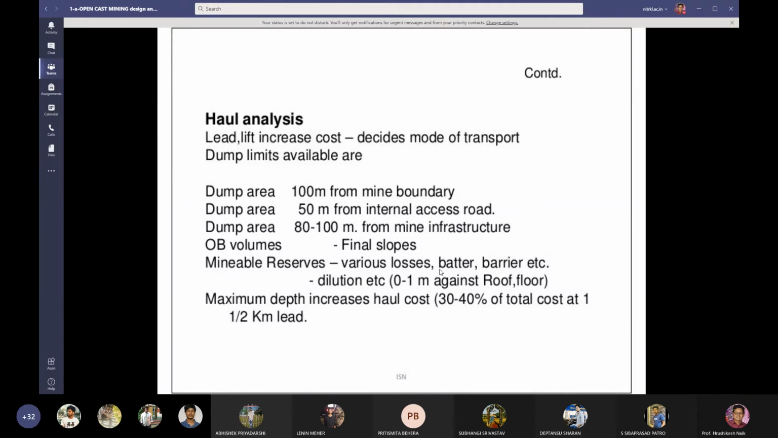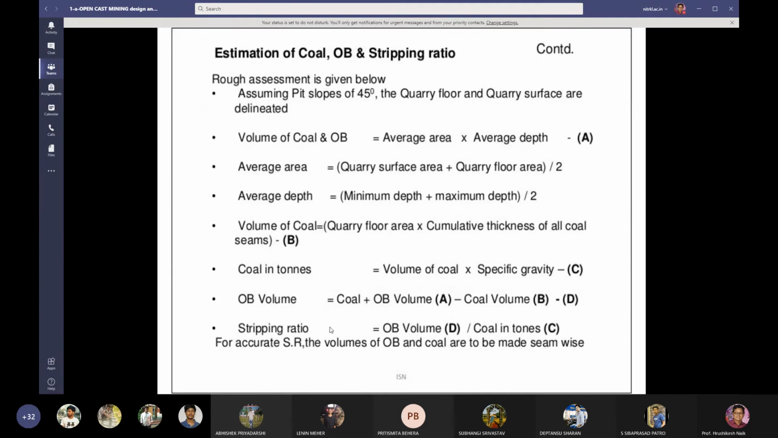Mineable reserve, various losses, scatter, barrier, etc., dilution factor 0 to 1 meter against roof and floor. Maximum depth increases haul cost. If the depth increases, haul cost also increases by 30 to 40% of total cost at 1 to 1.5 kilometer depth. Then after that you have to estimate the coal, overburden and stripping ratio. A problem: rough assessment is given below.